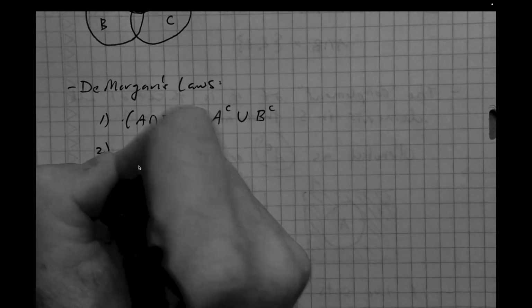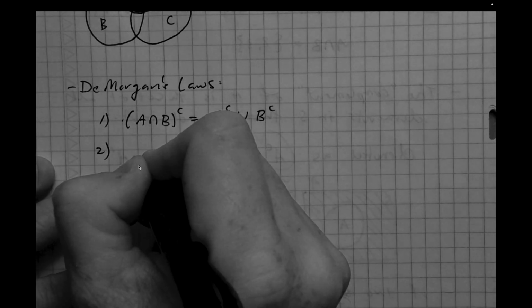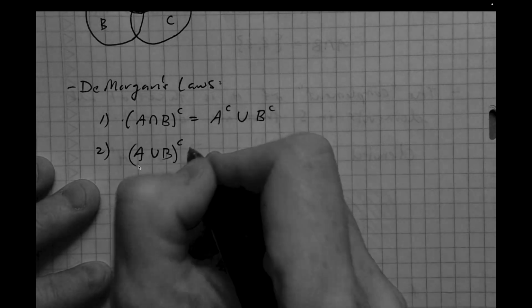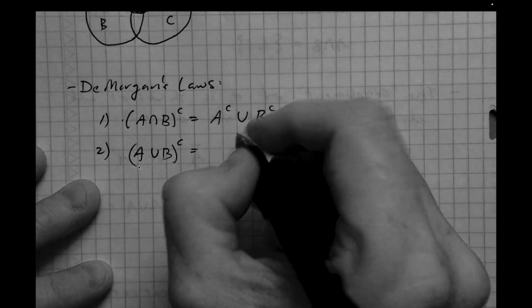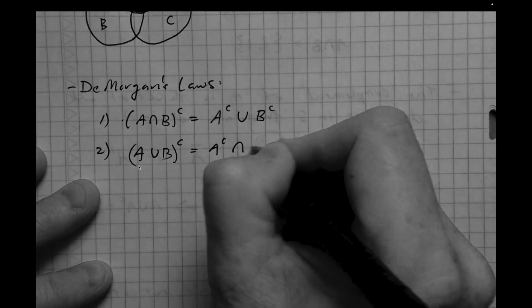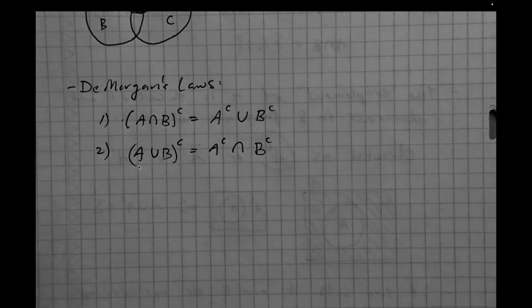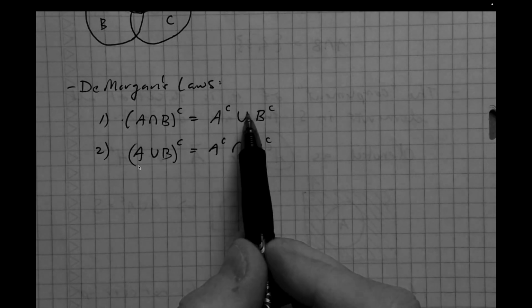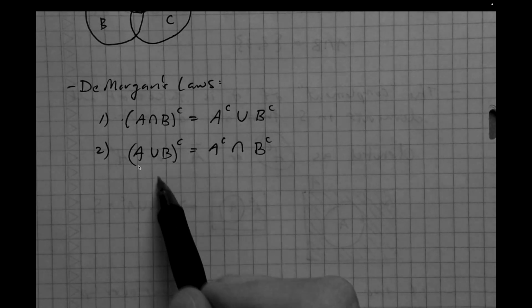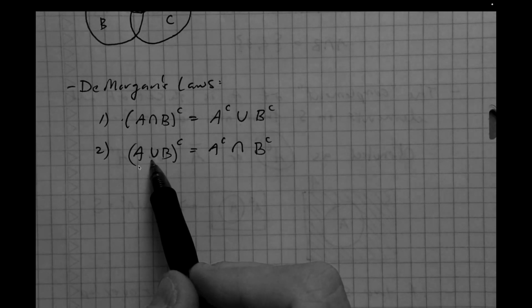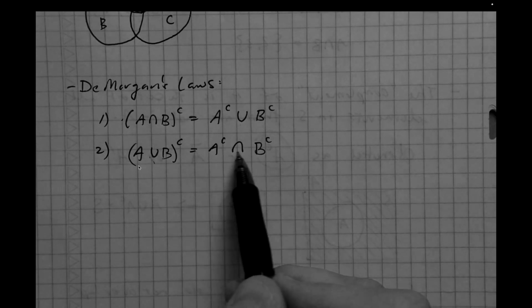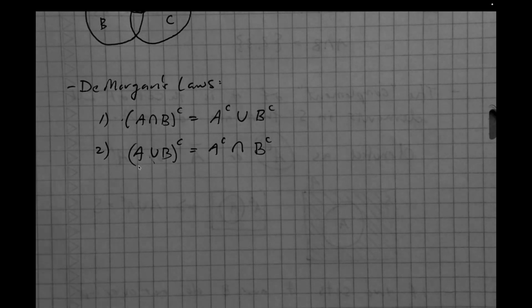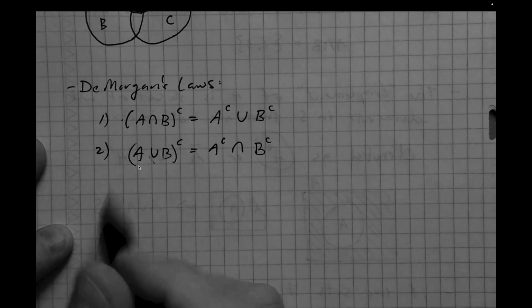The second one, similar pattern again, is A or B, the union. The complement of the union is equal to the intersection of the complements. So A complement and B complement. Right, so here I've got the complement of the intersection is equal to the union of the complements. And here I've got the complement of the union is equal to the intersection of the complements. So that's interesting. Let's take a look at this second one here.